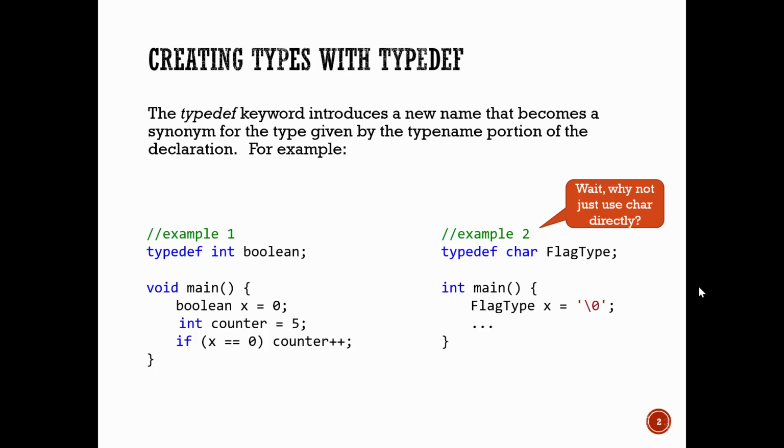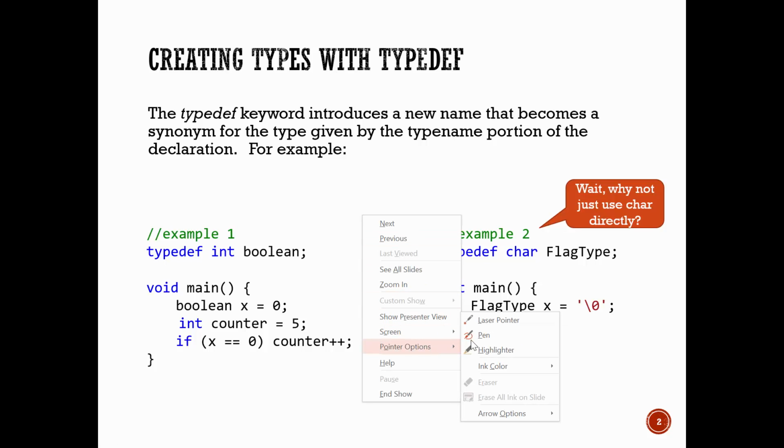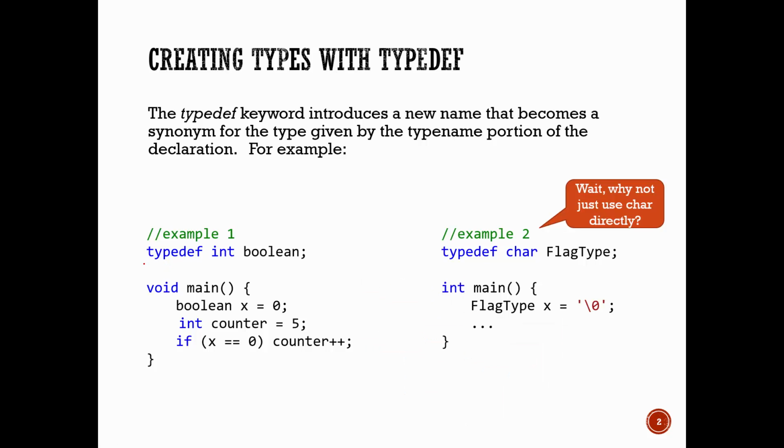Ultimately, it's going to provide a way to rename types, or to alias type names. So let's jump down here and look at the example. This says typedef int boolean. What that bit of code is doing is saying, I want to create a new type called boolean, and behind the scenes it'll be an integer. That's what the typedef keyword is doing. It's saying, I'm creating a new type, and it looks like this behind the scenes.